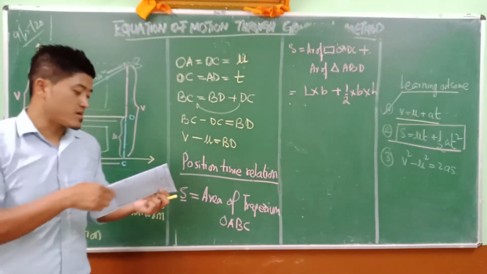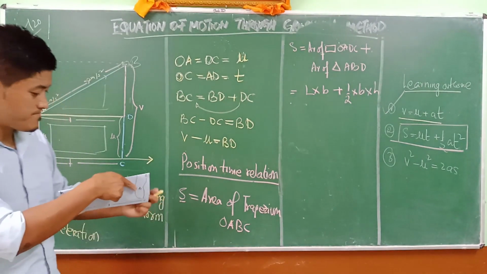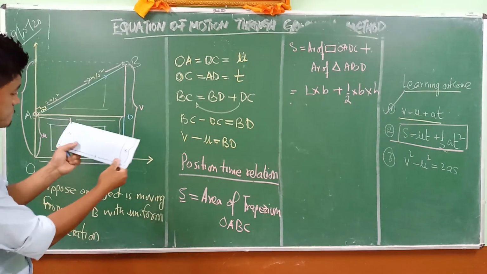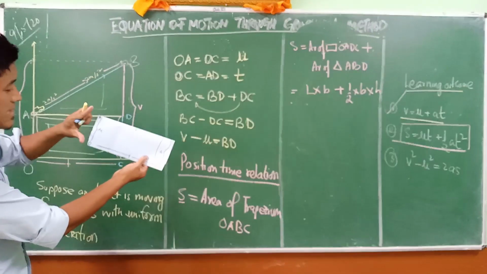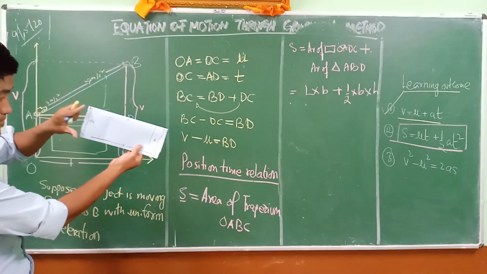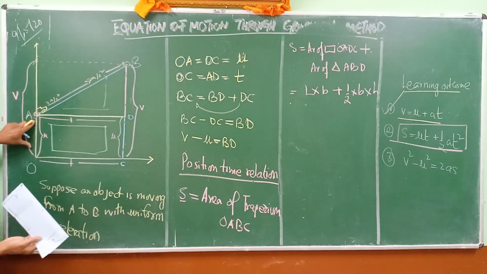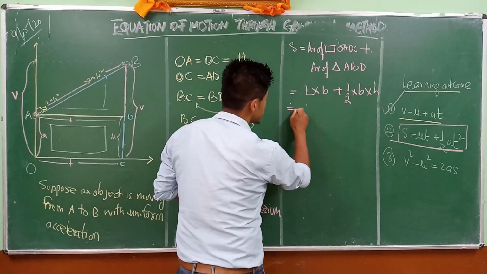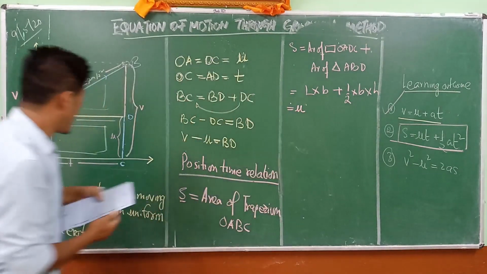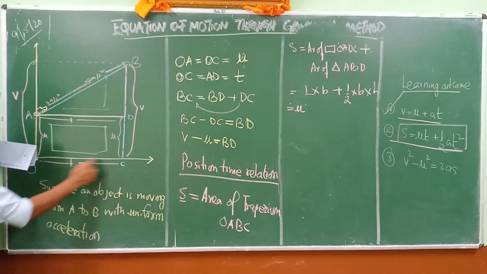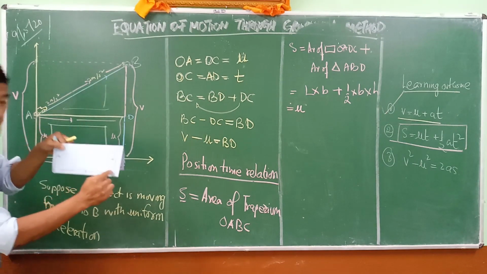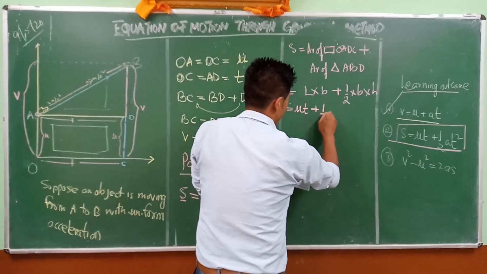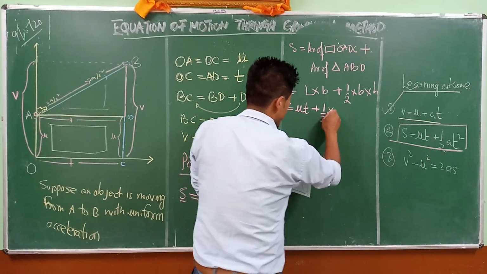Now let's go for the rectangle here. If you look at this rectangle here, I'm going to take this out. Look at this rectangle. Which one is length? Length is U. Can you see that? Length is U. What is breadth? Breadth is T. Can you see? UT plus half into.